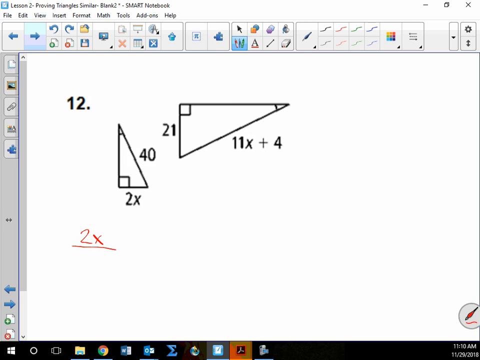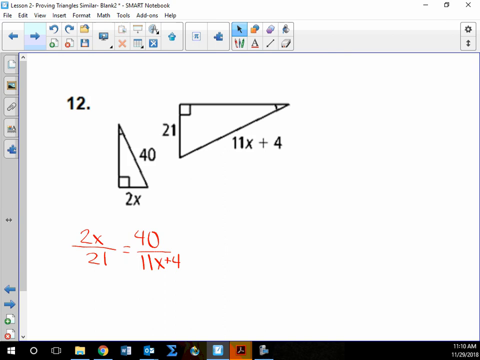2x to 21 equals 40 over. All right, I want you to do some mental math. Ooh, that's not easy. Saul, what do you get for x?